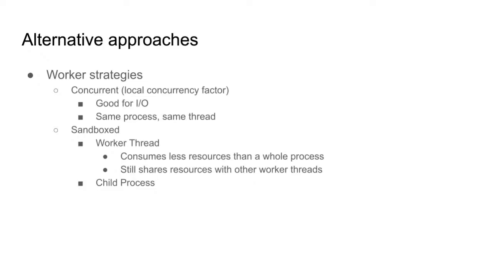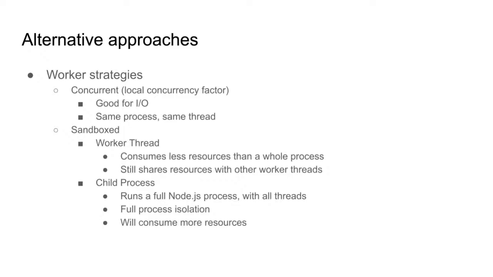Or we can have the child process approach, other than the worker thread. It will run a full Node.js process with all the threads available, will offer process isolation, but will consume more resources. And again, it might be impossible in some deployments. Yet another alternative is to use more computers. If we don't have terminals available to run more workers, more instances of workers, we can hire more computers to run more workers in parallel. It will depend on the need that we have.